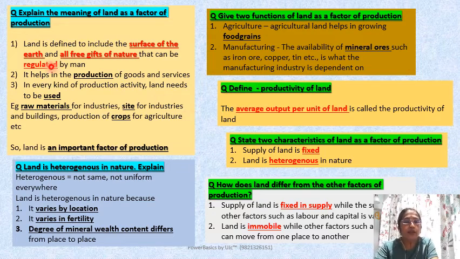Now, explain the meaning of land as a factor of production. I've put in some questions that have come in the exams for you guys to understand. Land is defined to include the surface of the earth and all free gifts of nature that can be regulated by man. Okay? It helps in the production of goods and services. In every kind of production activity, land needs to be used. Example, raw materials for industries come from growing them on land or from the metals inside land. Site for industries and buildings, production of crops for agriculture. So land is an important factor of production. So if they ask you the meaning of land as a factor of production, these points have to be included.